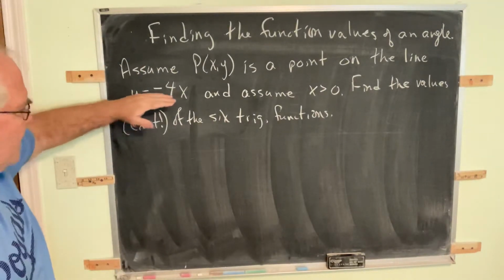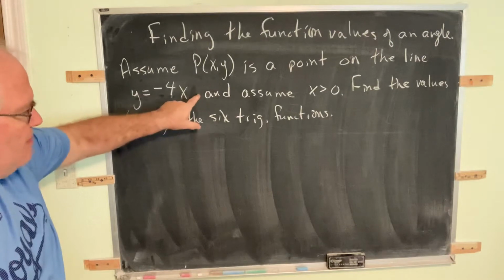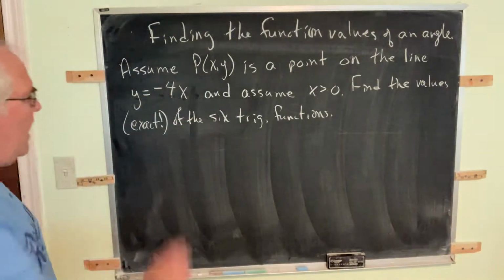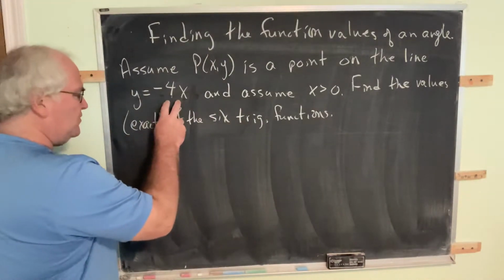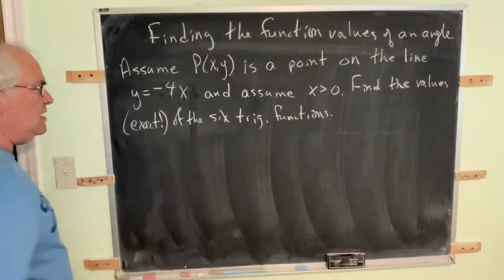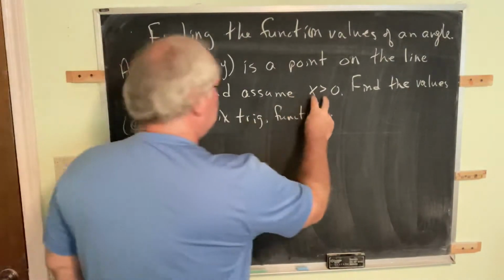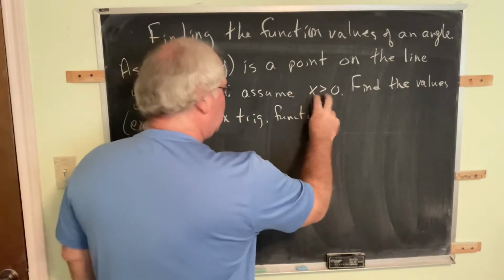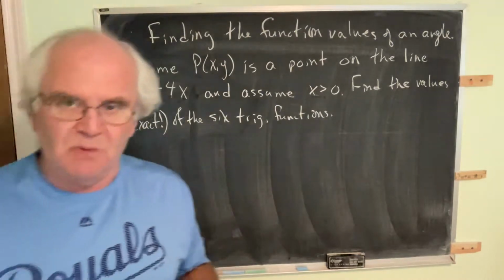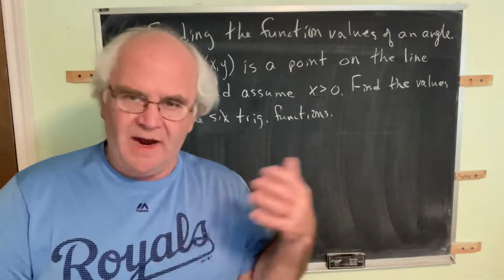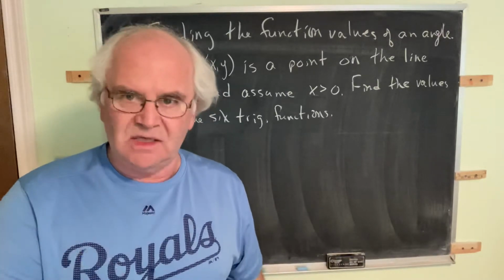Remember, this is y equals mx plus b, and b is equal to 0, so we know this line passes through the origin. And so this can be any line passing through the origin. I've just randomly selected y is equal to negative 4x. And we're going to assume in this problem that x is greater than 0. You don't need to assume x is greater than 0. You could, but you need to choose one or the other. Either x is greater than 0 or x is less than 0.